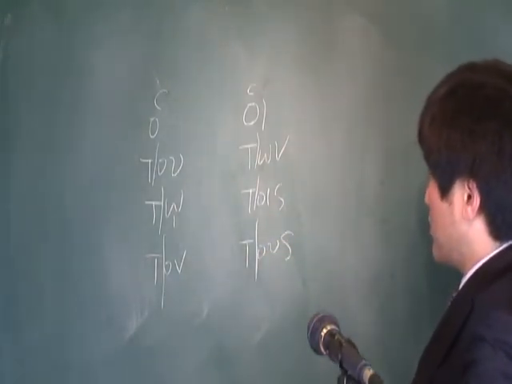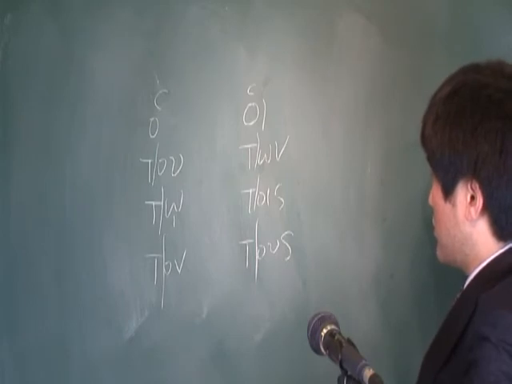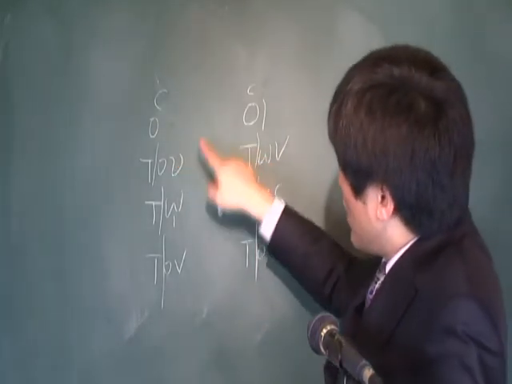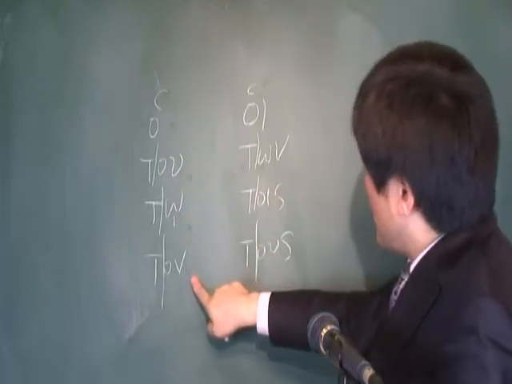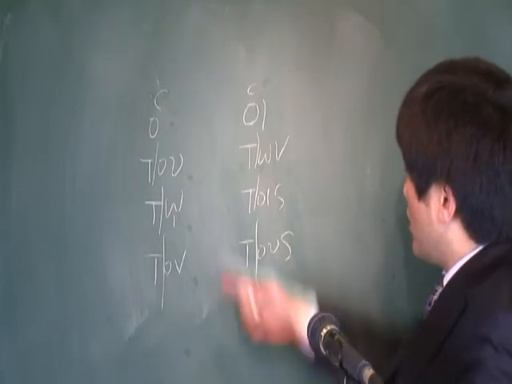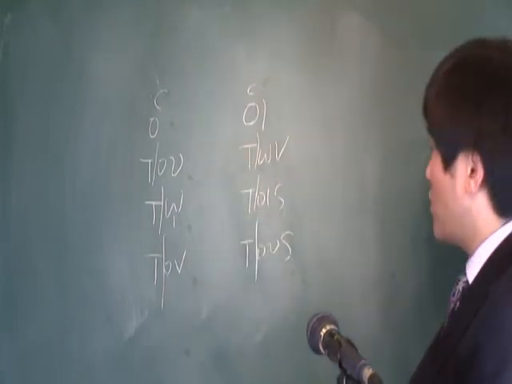Next, the dative. Aletheis, to truths. Tais aletheis, to the truths.